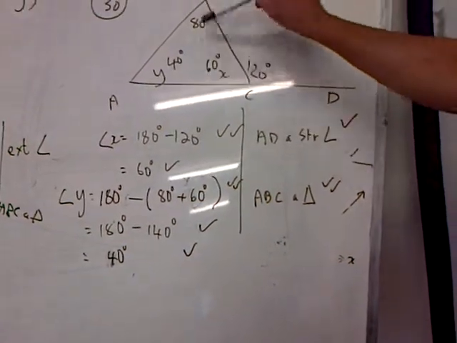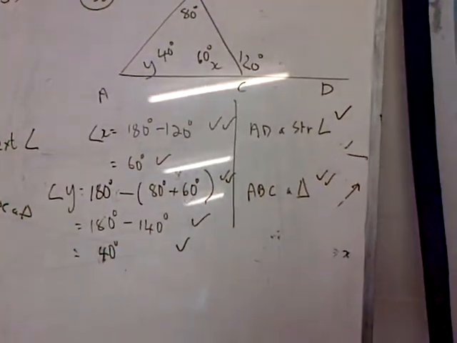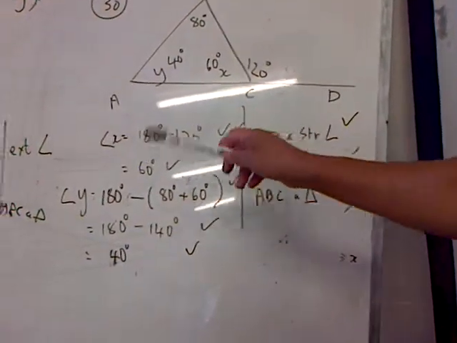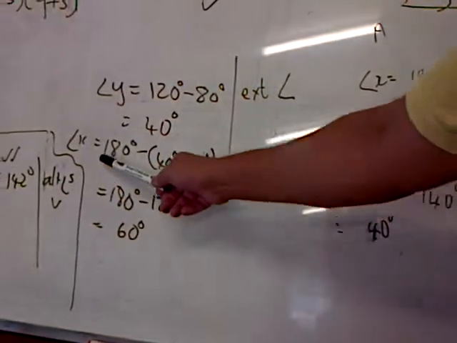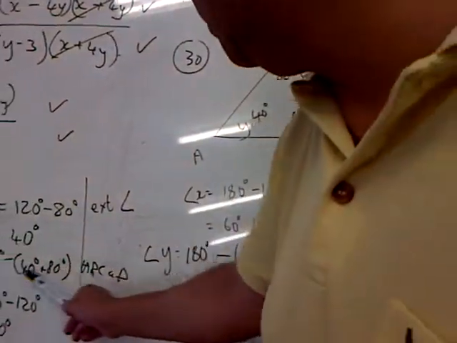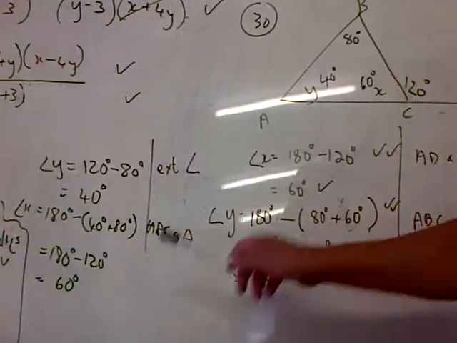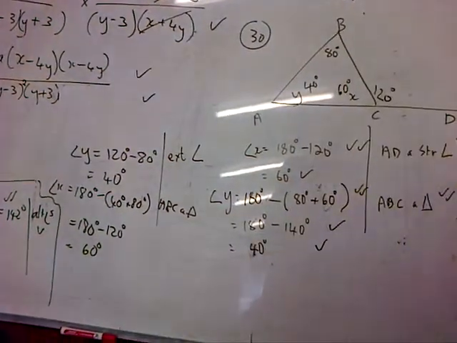These will add up to 180, which is your triangle. Or you could have done it like this. You work backwards. If you had that one as 40, you said angle X is equal to 180 minus that because that is the triangle. And you get your answer.